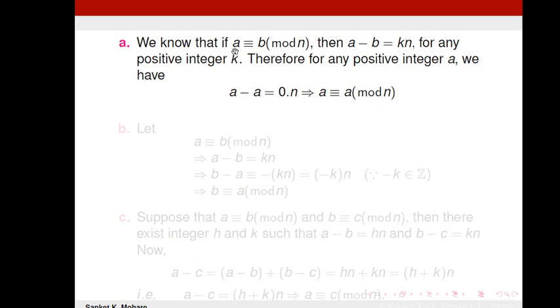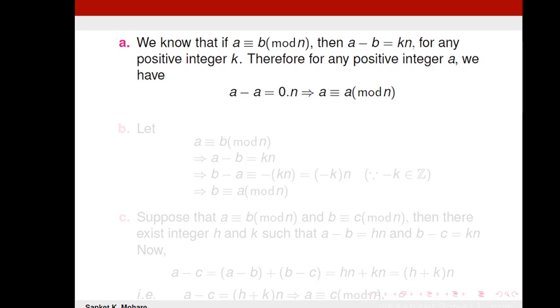Remember here, if a is congruent to b modulo n, then a minus b is equal to kn, and the converse of this statement is also true. If a minus b is equal to kn for some integer k, then a is congruent to b modulo n. So the converse of this statement is also true. So this proves the first property.